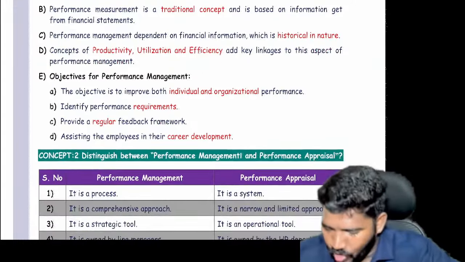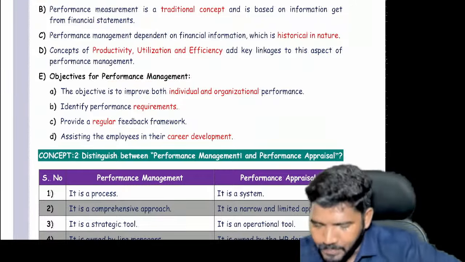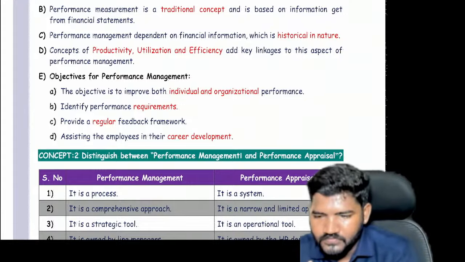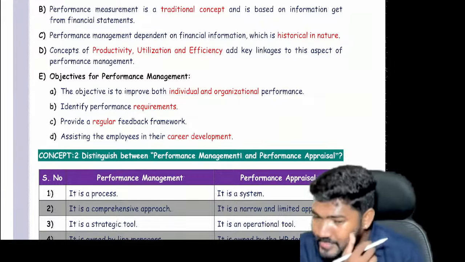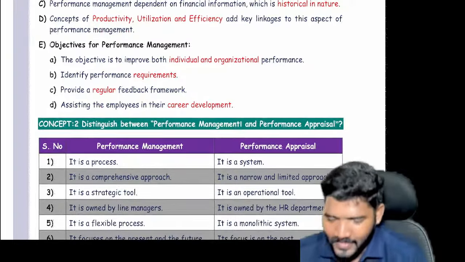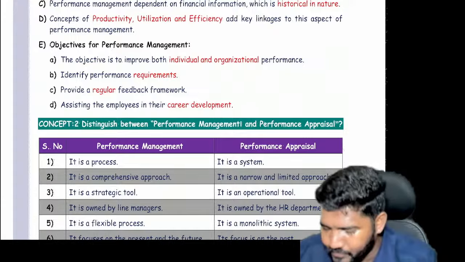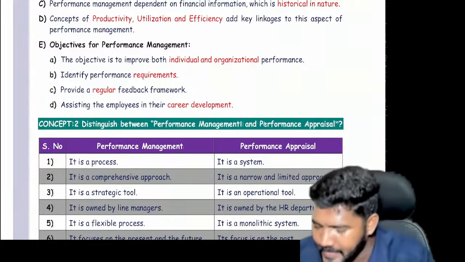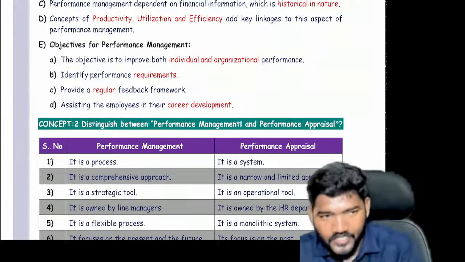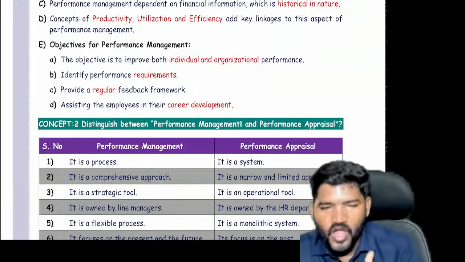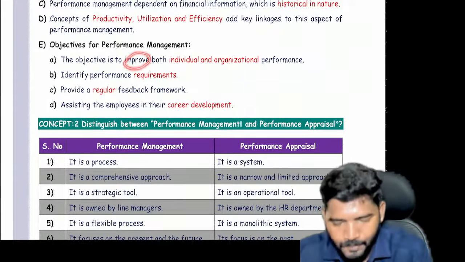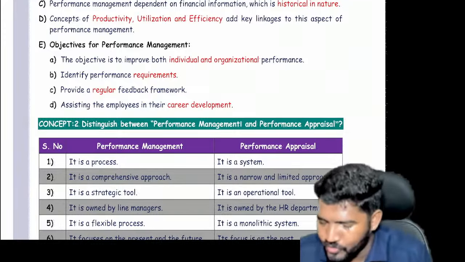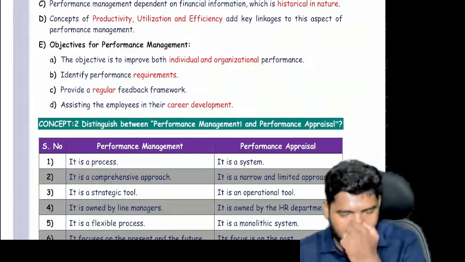Okay. When it comes to objectives of performance management, why are we learning performance management from a student's point of view, and why are we implementing performance management from an organization's point of view? Next, the first objective is to improve both individual and organizational performance, from the employee point of view as well as the higher authority and lower authority point of view. If you want to build an organization strongly, you don't focus only on top management. You have to focus on all management levels. If you implement performance management policies in an organization, it helps you improve both individual performances as well as organizational performances. That is the first objective.